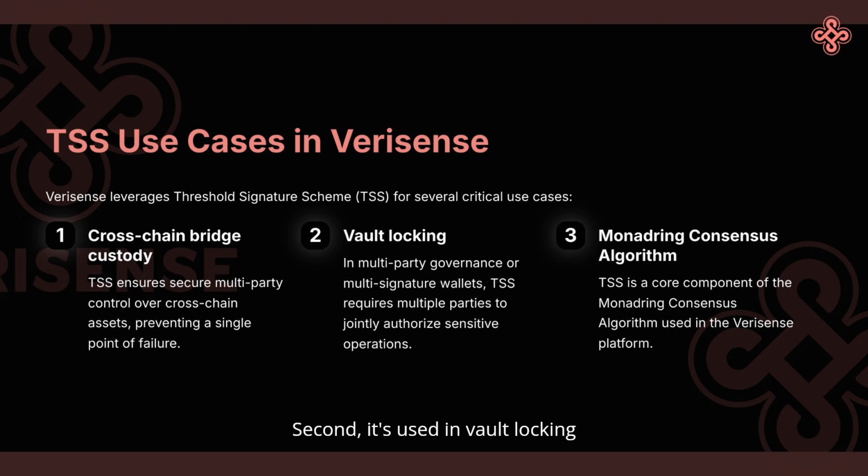Second, it's used in vault locking mechanisms, such as multi-signature wallets or governance systems. TSS makes sure that sensitive operations require joint authorization, which adds a strong layer of security and trust. Finally, TSS is also integrated into the monitoring consensus algorithm, helping ensure cryptographic integrity and fault tolerance in the protocol itself. In all these cases, VeriSense uses TSS to enable secure, decentralized coordination, without ever reconstructing the private key.